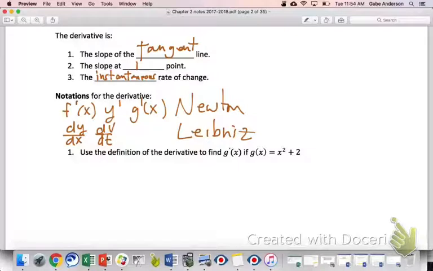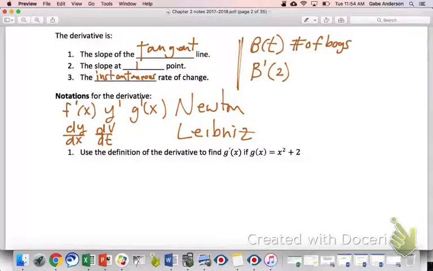So let me talk to you real quick about what some of the meanings of these things could be, and what you might be expected to do. So let's say b of t represented the number of boys in the room. Fair enough? Some function describes the number of boys that are in the room. But let's say that somebody took the derivative of that, and they had b prime of t, and let's say they specifically figured out b prime of 2.